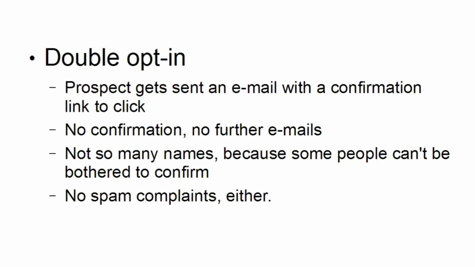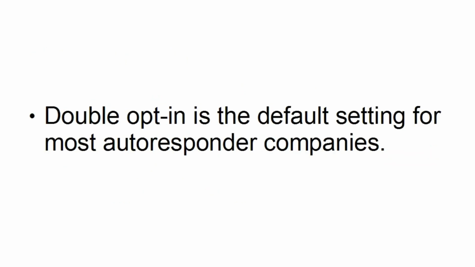But you don't get any spam complaints either, because you know that it's a genuine address, you know that the person has asked to receive the emails from you and has confirmed. And if they complain, you can go back with some systems and look it up and see, well, you signed up on X date and you confirmed on Y date, so therefore it's not spam, and you can prove it. So that really sort of covers your backside, so to speak. And as I said, double opt-in is becoming the default settings for most autoresponder companies.